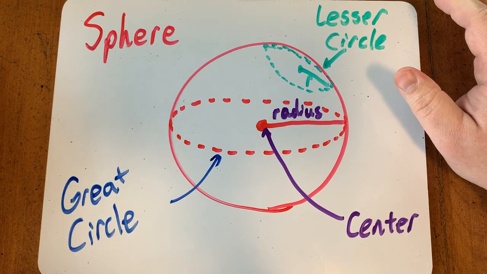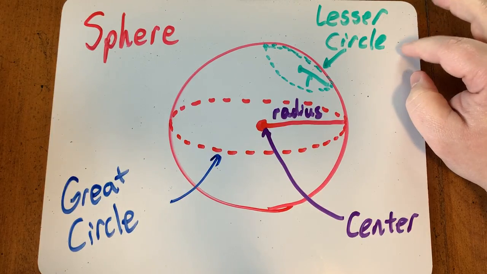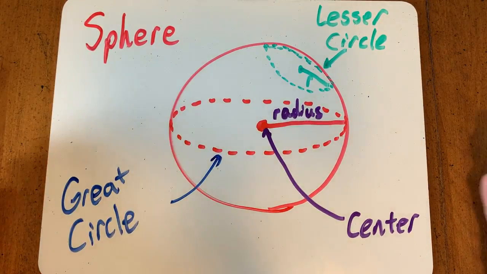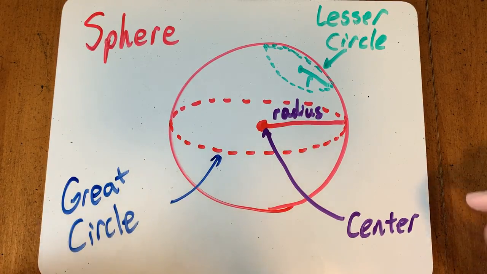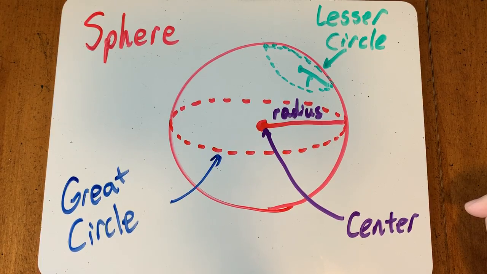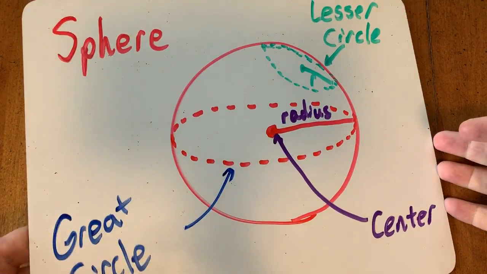And one of the ways that these are used most is with cartography. I'm going to talk about that in a later video. So these are the critical parts of a sphere. We've got the center, we've got the radius, and most importantly, we've got great circles that are circles with the same radius as the sphere. All right. So let's talk about surface area of a sphere.